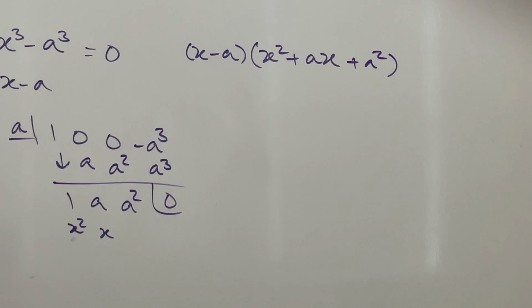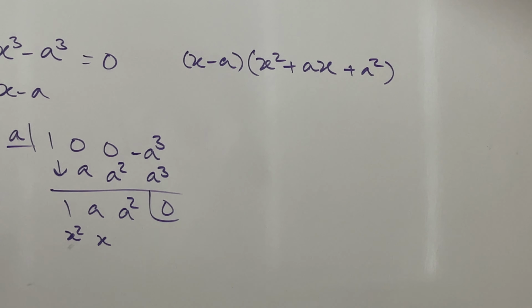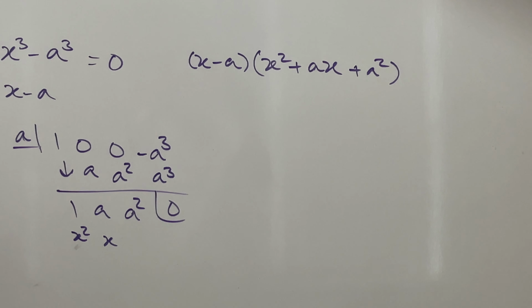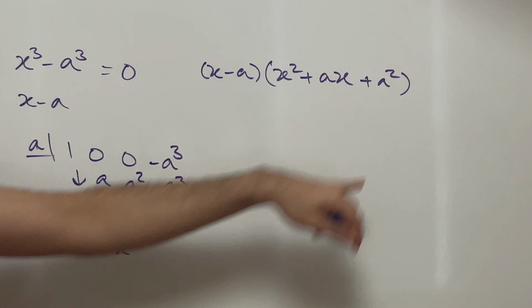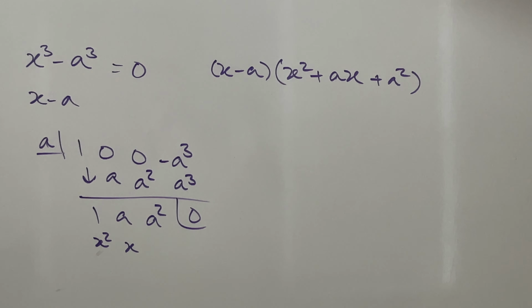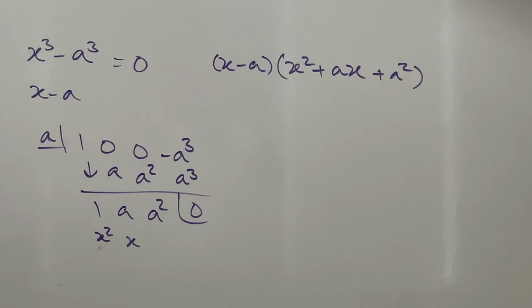Alright? So that's basically the difference of cubes formula. If you know the formula, you know this is correct, because the same sign here, opposite sign here, and this one is always positive. Same, opposite, always positive. So we got the expected result.